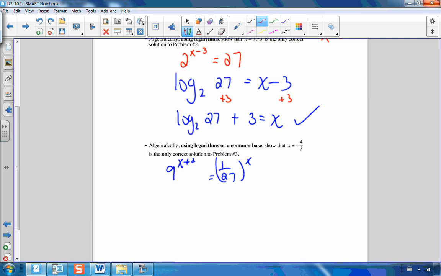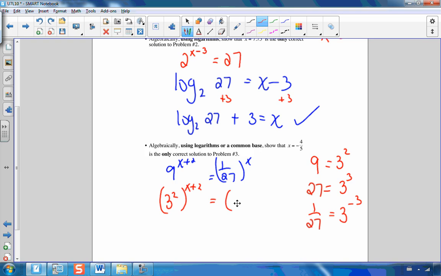So 9 and 27, go to the smaller, which is 9. 27 can't be written as a power of 9, so go even smaller. I know that 9 is the same as 3 squared, and 27 is the same as 3 cubed. But it's not 27, it's 1 over 27. So remember, when we have a 1 over, that's a reciprocal. When I have a fraction base and I want to write it as a whole number base, just make the exponent negative. So this will be the same as 3 squared to the x plus 2 equals 3 to the negative 3, to the x.